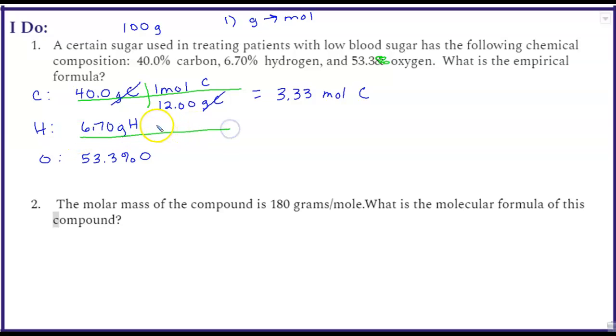Okay, and then we're going to repeat the same thing with hydrogen. We're actually going to do 3 gram to mole problems. So our next one is 1 mole of hydrogen, again, was 1.01 grams of hydrogen. Unit cancellations. And let's do that. 6.70 divided by 1.01. And that is 6.63 moles of hydrogen. Okay, and then we'll do the last one real quick.